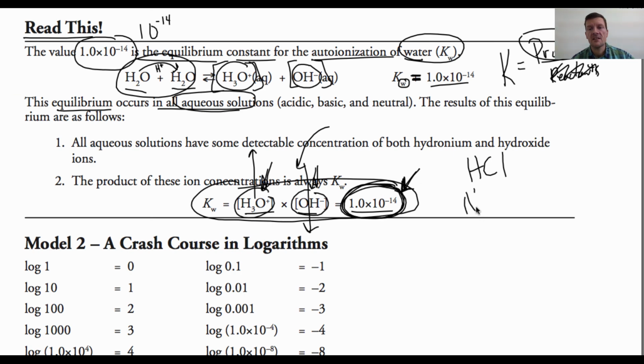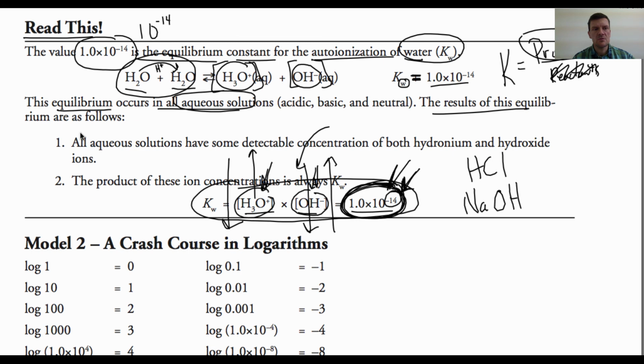Or if I add something like NaOH, this may cause the hydroxide to go up, and that means the hydronium has got to go down in order to keep this product equal to 10 to the negative 14. Always, always, always, it's going to be 10 to the negative 14 at a particular temperature.